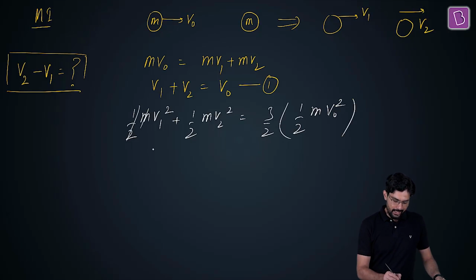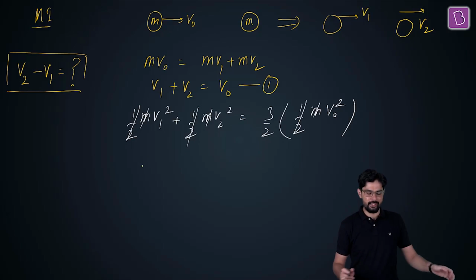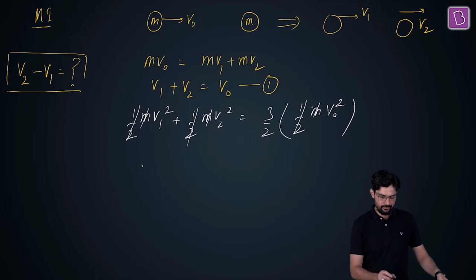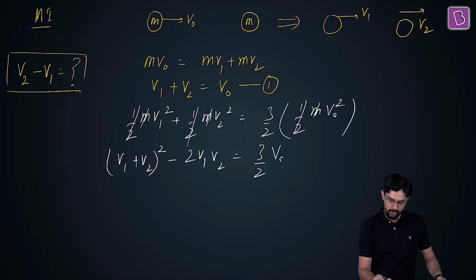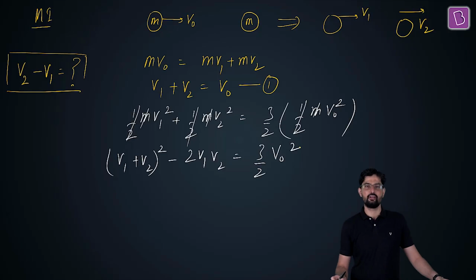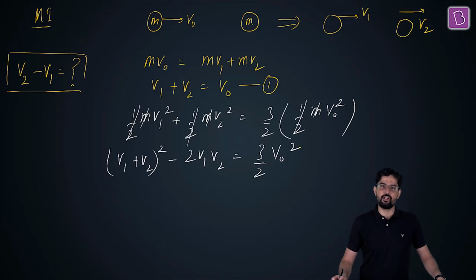And now what we can do is cancel half and m from both the sides. We have one more equation, which is v1 square plus v2 square is equal to 3 by 2 v0 square. Now let's write it like this: v1 plus v2 whole square minus 2 v1 v2 is equal to 3 by 2 v0 square. And why we are doing this? Because we already know the value of v1 plus v2.